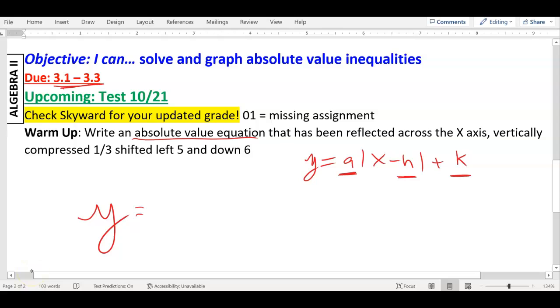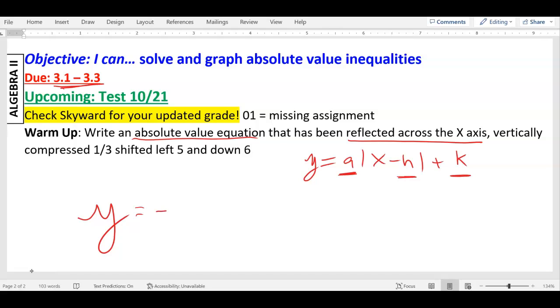Hey, everyone. So it says it's been reflected across the x. What's going to be in the equation if it reflects across the x? Negative. The negative in front of a, the negative in front of the bars, flips it across the x-axis. So go ahead and put y equals negative. Then it says vertically compressed by 1/3. So what do I write next? 1/3, because it's less than 1. That's going to vertically compress it. So negative 1/3.